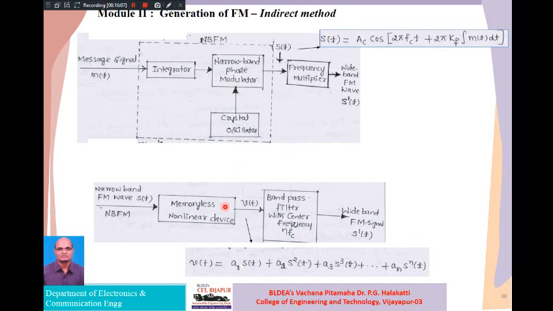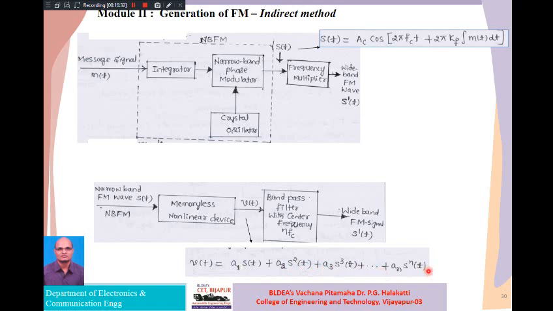So here we have the NBFM as input to the memoryless nonlinear device. The nonlinear device normally produces an output like this: A1 S of t, where S of t is the NBFM signal, plus A2 S of t square, and so on.